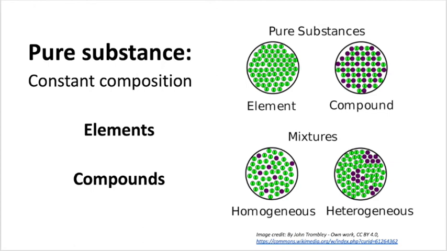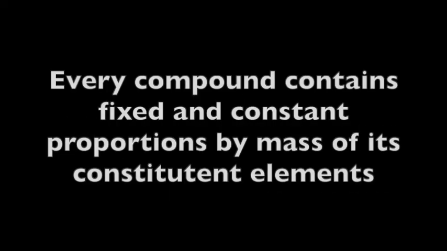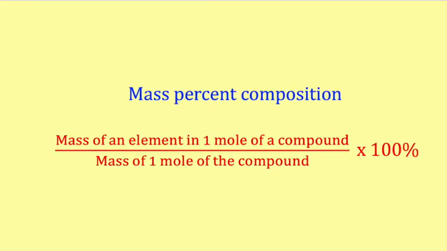Let's summarize. A pure substance is a substance with constant composition that's not a mixture. Pure substances are either elements or compounds. The law of definite proportions says that a given chemical compound will always have fixed and constant proportions of its elements by mass. We can determine the mass percent composition of the elements in an ionic or covalent compound using this formula: mass percent composition equals the mass of an element in 1 mole of a compound divided by the mass of 1 mole of the compound, times 100%. And you look at this separately for each element in the compound.